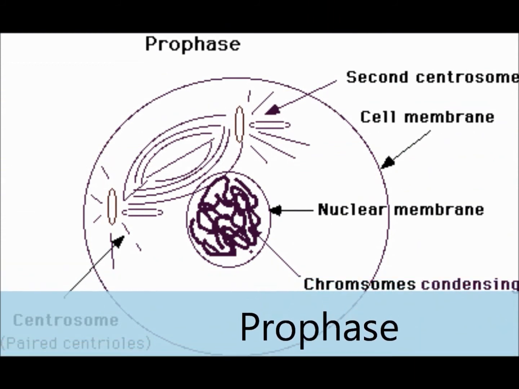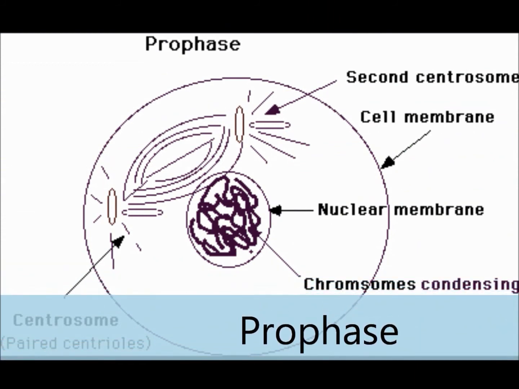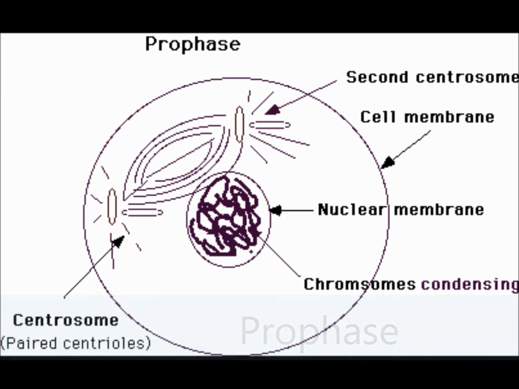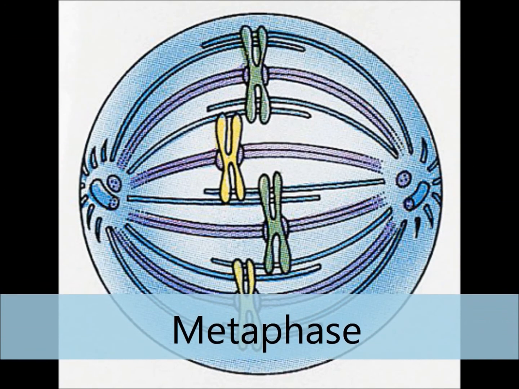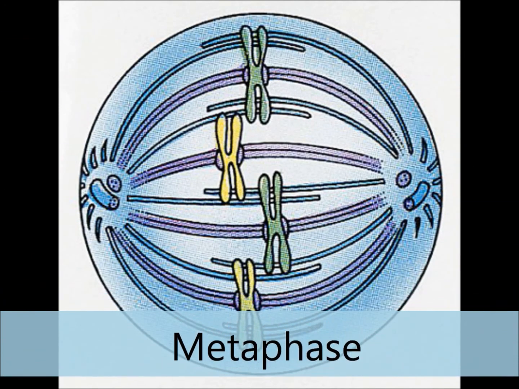During prophase, changes occur in both the nucleus and the cytoplasm. In the nucleus, chromatin fibers become tightly coiled and folded to form chromosomes. In the cytoplasm, the mitotic spindle begins to form from microtubules that grow out from the centrosomes, which begin to move away from each other.